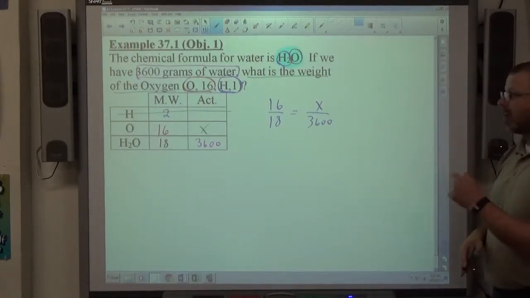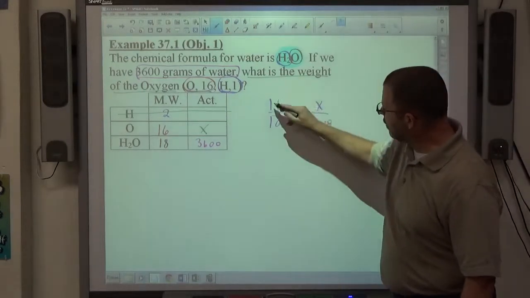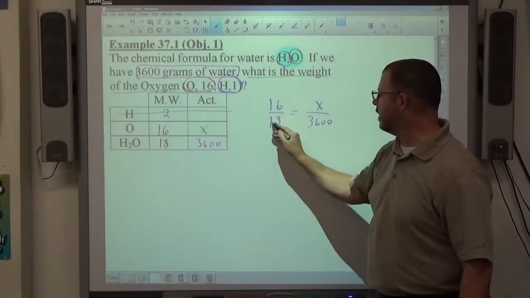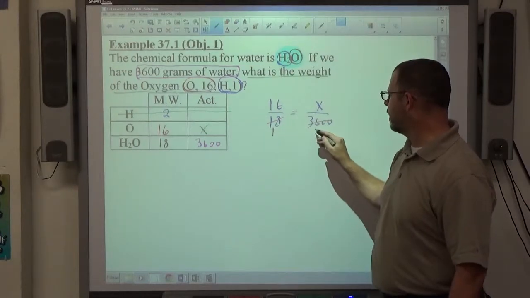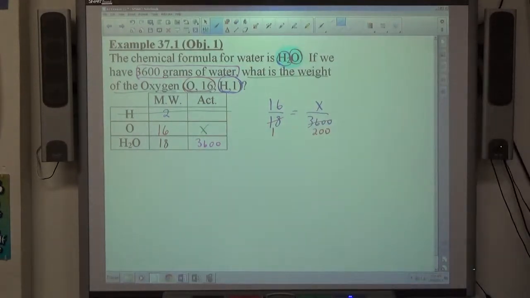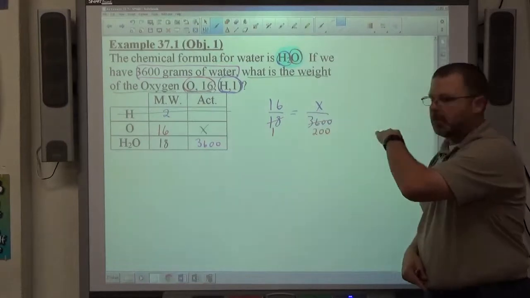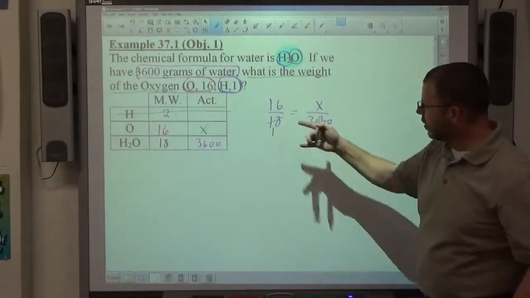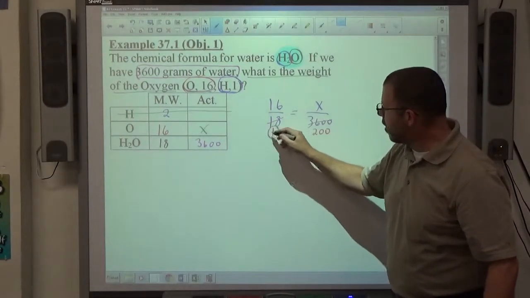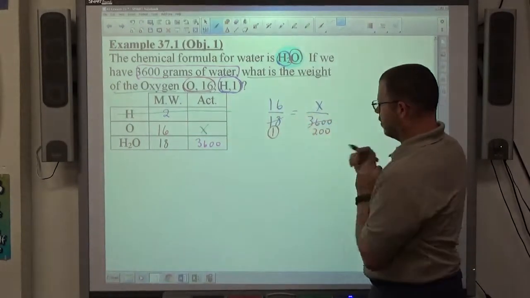And I can cross multiply immediately. I can also reduce if possible. Reduction is allowed vertically and horizontally. Notice 18 and 3,600 divide down to 1 and 200. They both divide by 18 evenly. Okay. You cannot reduce diagonally. You only can multiply diagonally, but you can reduce horizontally or vertically. So once I get this number 1, I can't reduce 1 with 16 or 1 with 200, so that's it.